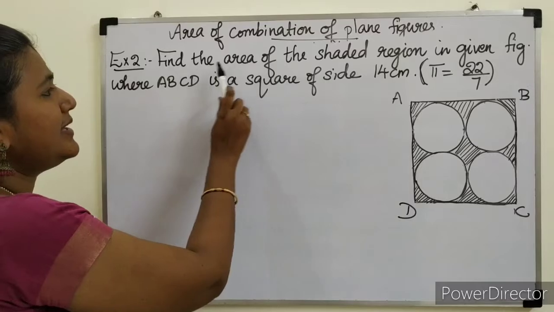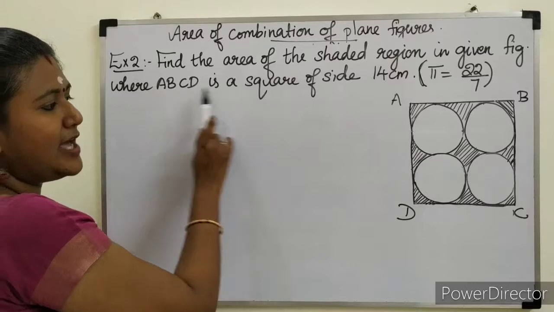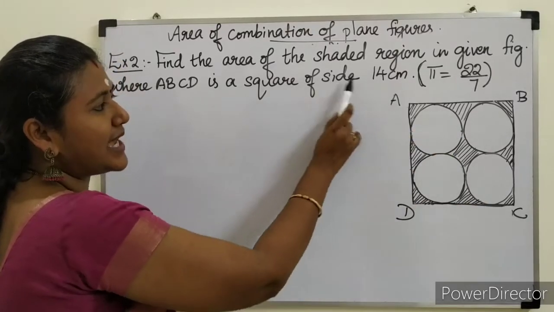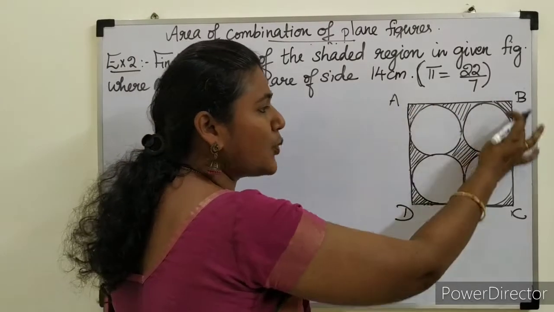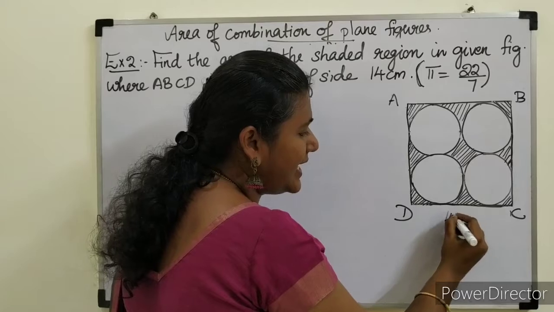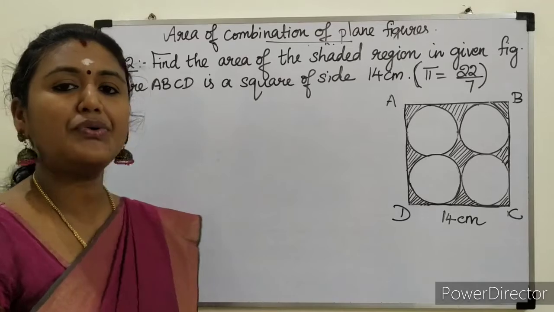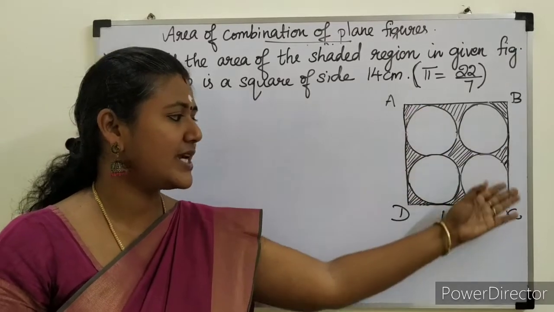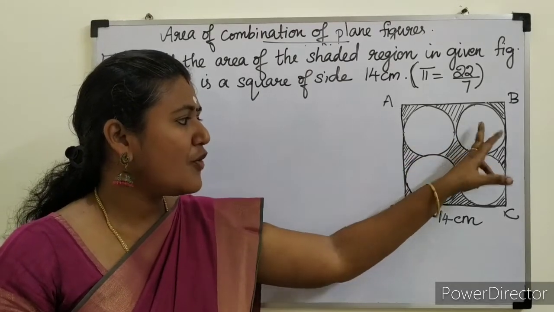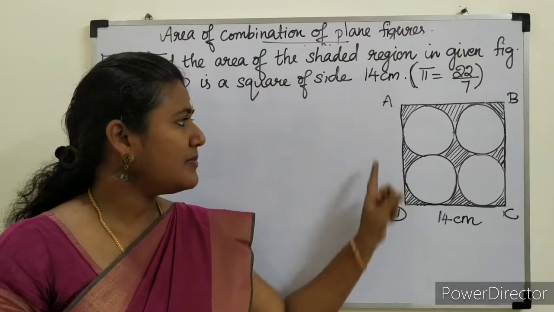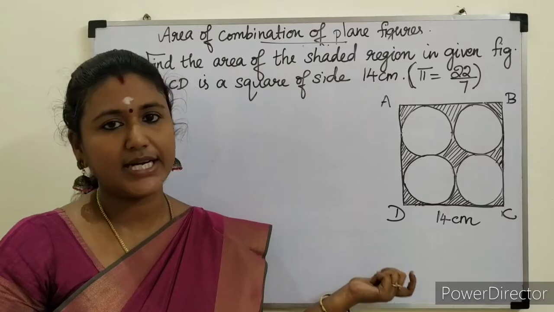Example 2. Find the area of the shaded region in the given figure where ABCD is a square of side 14 centimeter. So in this question, we are given a square ABCD of side 14 centimeter, and we have to find the area of this shaded region. It's very easy. If you subtract the area of these four circles from the area of square ABCD, we will get the area of the shaded region.